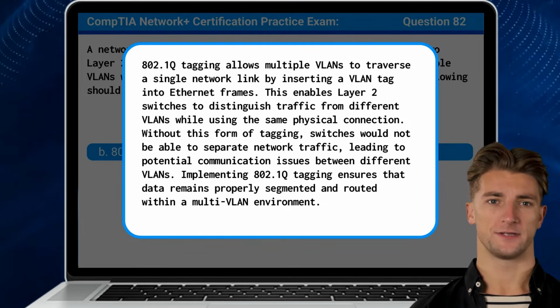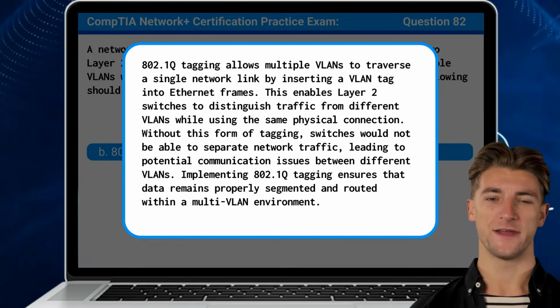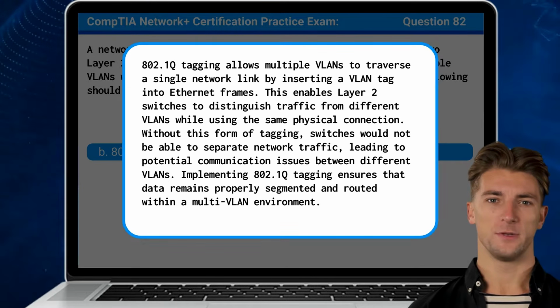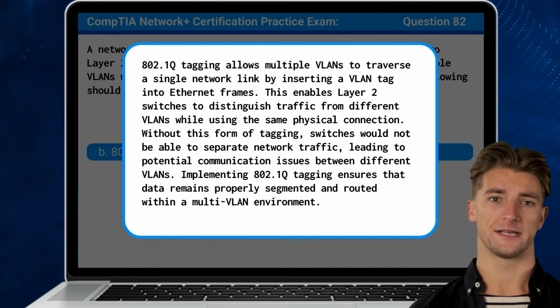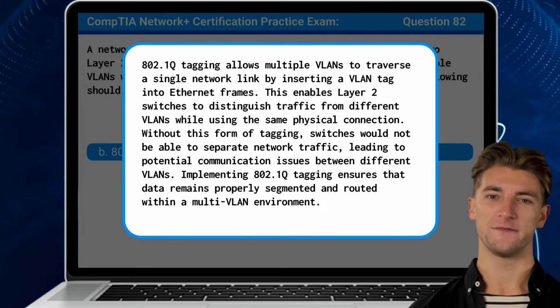Without this form of tagging, switches would not be able to separate network traffic, leading to potential communication issues between different VLANs. Implementing 802.1q tagging ensures that data remains properly segmented and routed within a multi-VLAN environment.